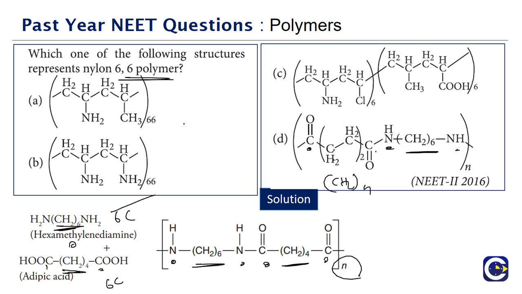So in fact, if you look at option A, they are saying 66, that is incorrect. This is also incorrect. So we anyway got our answer. What is it? It is option D.